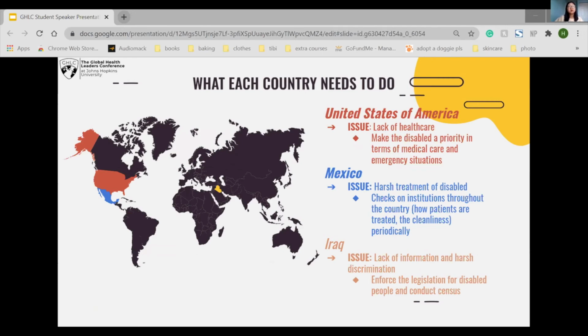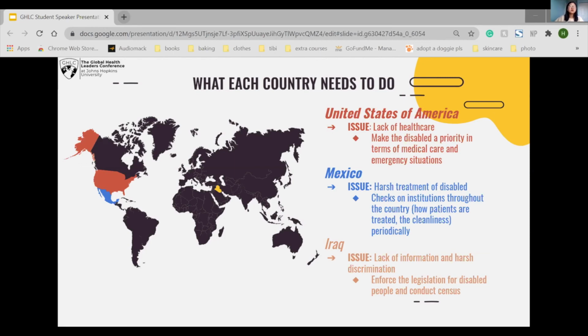In Mexico, there's harsh treatment of the disabled. So Mexico can check on institutions throughout the country, how patients are treated, and the cleanliness periodically. In Iraq, there is a lack of information on harsh discrimination. We cannot do anything about the current war-stricken state, but we can do things to help those disabled persons. We can enforce the legislation instead of just laying it there. Many people are not aware of these legislations and do not take advantage of it.